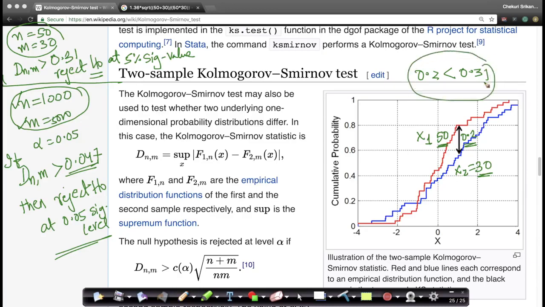So in this case, if you had only 50 observations from which you drew one CDF and 30 observations from which you drew the other, at 5% significance level you would accept your null hypothesis that both your random variables x1 and x2 come from the same distribution. Very simple. Now you might ask, one important thing is, how did this equation come about? That's the fundamental contribution of Kolmogorov and Smirnov. The idea is very simple, but coming up with this closed form expression to compute the threshold on your dnm for a given significance value and given your n and m is important.